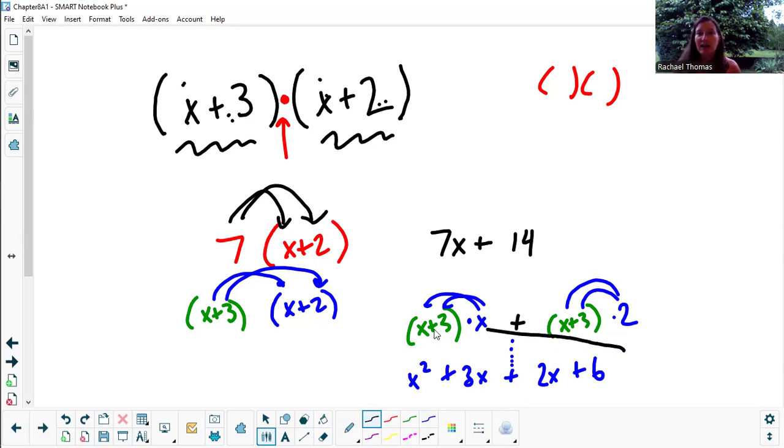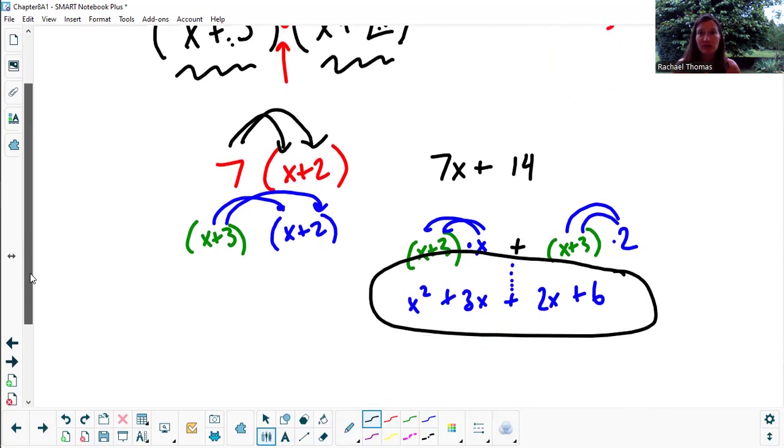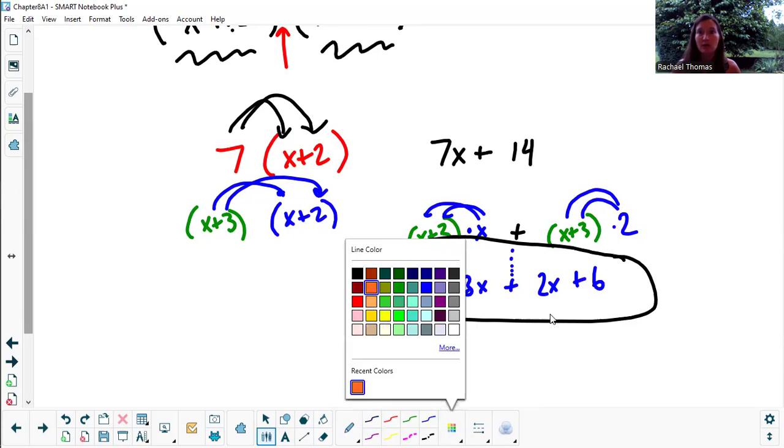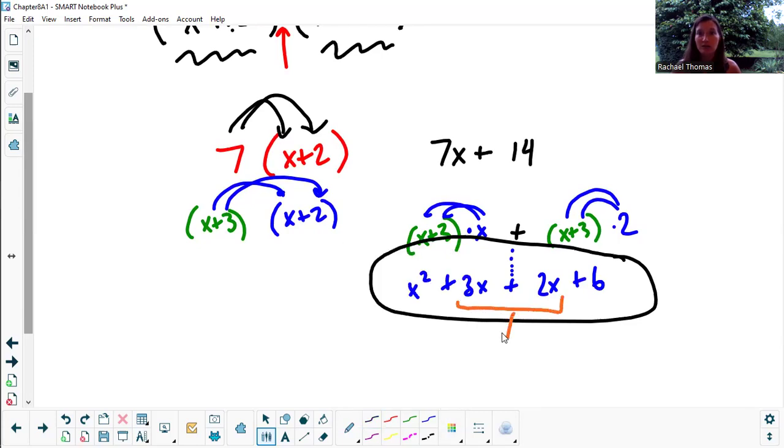And in the end, I have a whole bunch of terms. I have an x squared term. I have a term that has no x's in it at all. And you usually end up with two terms in the middle that both have one number and one x. Now, we're not 100% done here because those two terms in the middle that each have one number and one x, I'm allowed to combine those, right? 3 x's and 2 more x's makes 5 x's total. So my final answer here would be x squared plus 5x plus 6.